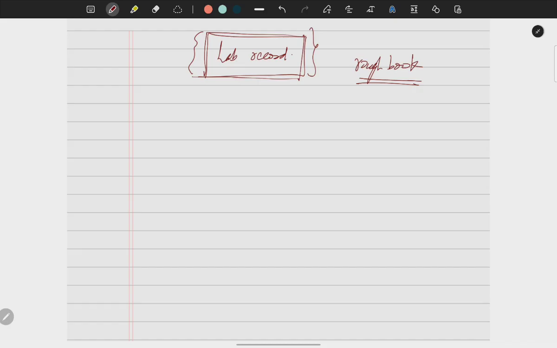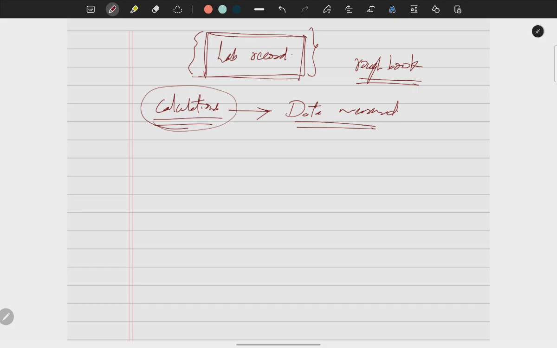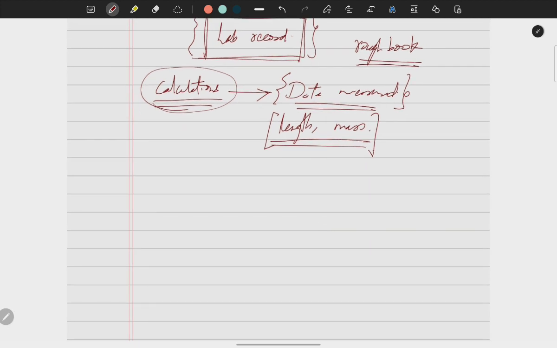Some experiments might involve calculations, and whenever there are calculations in the experiment, they will always be followed by data which are measured. Data measured can be anything, for example some length measurement or mass measurement. In general we perform very simple measurements like length and mass, and based on that we calculate certain quantities.